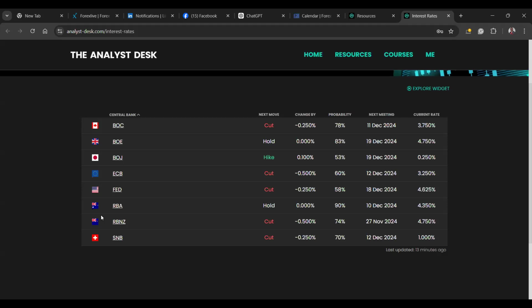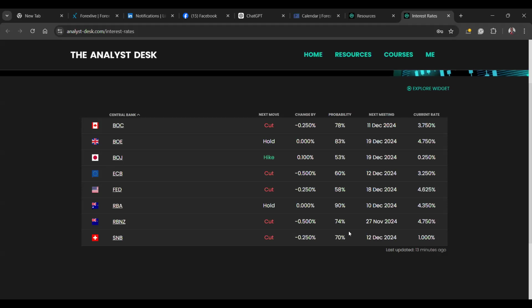So what do you do? For example, the Reserve Bank of New Zealand is expected to cut interest rates by 0.50%, and there is a high percentage for that. Now, as that continues to increase, before November 27th, which is next week, traders have been selling the New Zealand dollar. You too can look into something like that.